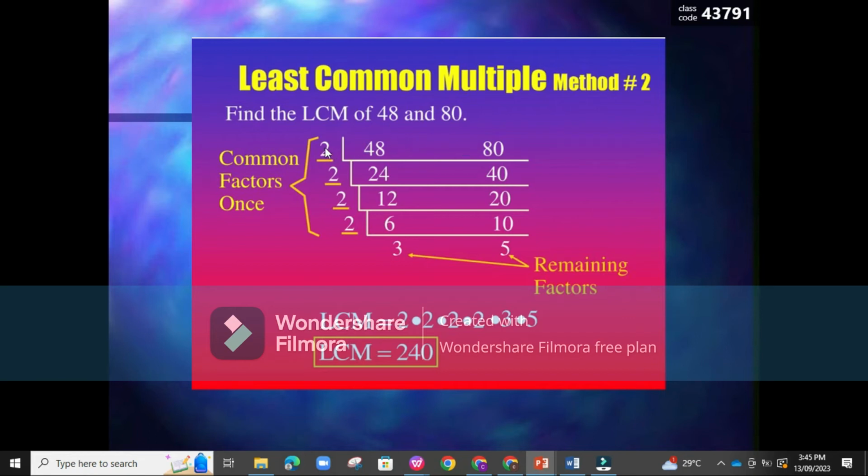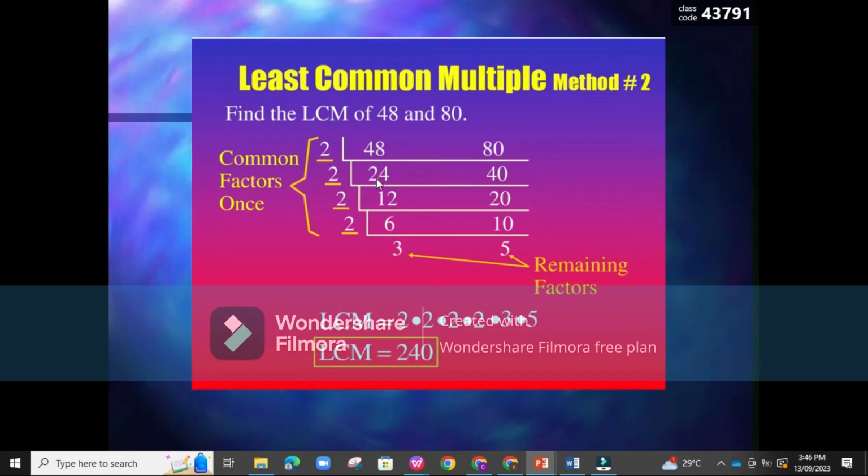It could be divided by the next prime number, which is 3. So since 48 and 80 are both divisible by a prime factor 2, we'll divide by 2. So you are going to write 2 here. Then 48 divided by 2 is 24, and 80 divided by 2, we have here 40.